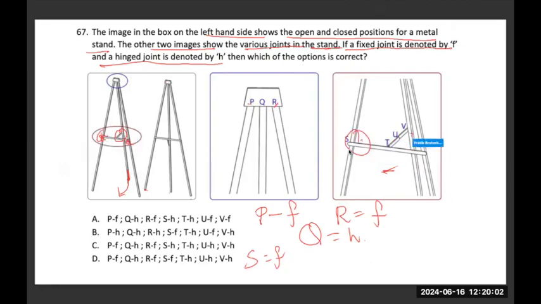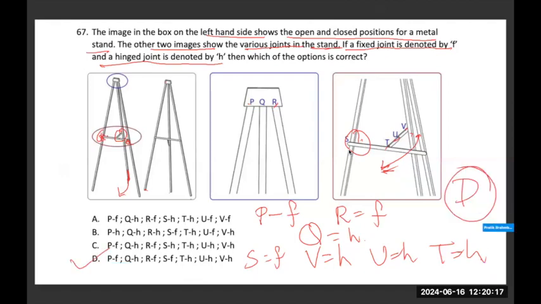And T and U we are changing because this member's position is coming forward. So T, U and V all have to be flexible. So V will be hinged, U will be hinged, and T will also be hinged. The case where all this is happening is option D, which will be chosen.